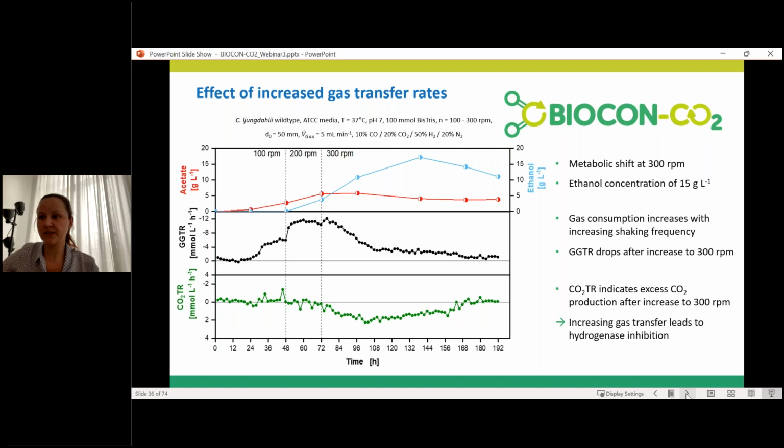And this is not what we really want in our system, since we do not want to produce more carbon dioxide. This is most likely related to increasing gas transfer rate, which leads to hydrogenase inhibition in the organism. Since carbon monoxide is also the carbon and energy source at this point, but also has some toxic effects on the organism. And overall, this is really interesting and gives us a deeper insight into the behavior of gas fermenting organisms, and we can use this data for going into scale up and setting the process parameters for fermentations, etc.